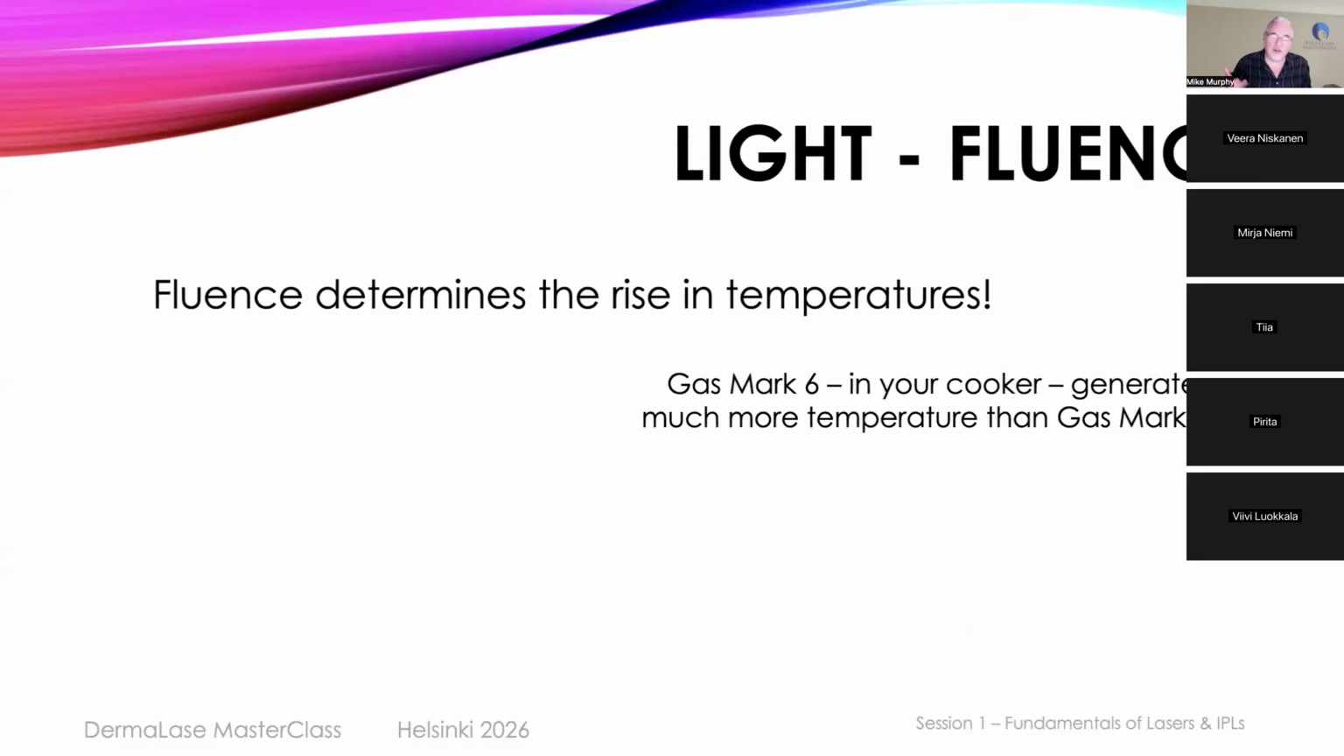The fluence is what generates the temperature rise. If you have a cooker, I don't know if you have gas cookers in Finland these days, I'm not sure. But if you have the old style, we used to call it gas Mark 6, that was the hottest that your cooker could generate, then that gas Mark 6 will fire more gas into the ring and therefore gives you much greater temperatures than gas Mark 1. And it's exactly the same with fluence. A high energy fired into the skin gives you much more fluence than a low energy.